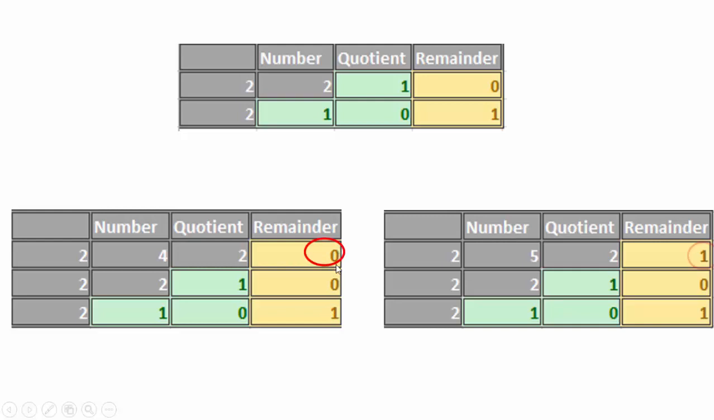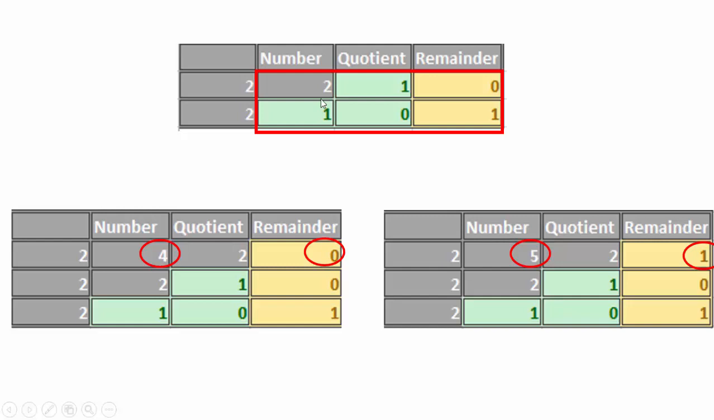The LSB of every number is 1 or 0 depending upon whether the number is even or odd. Like as we can see over here, number 4 is having its LSB as 0 while 5 is having its LSB as 1. Same applies for number 2 as well.